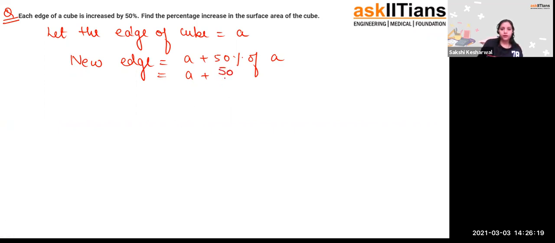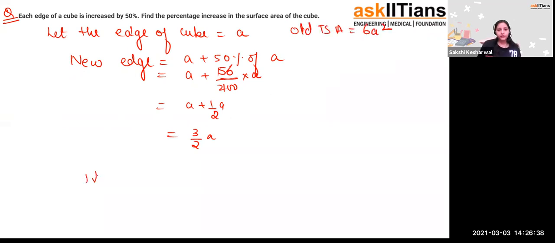It's like 50 by 100 into A, right? So this is like 1 and this is like 2. So this is A plus 1 by 2 by A, which is equal to 3 by 2A, right? Now, if I talk about the old TSA, the old TSA was 6A square, right?